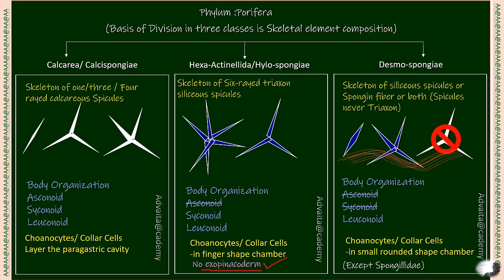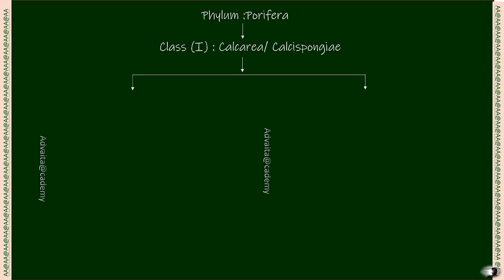Now, come to the further classification of classes. So now we have 3 classes, and we will see them one by one. Now we have a further systematic classification within the class, that is, the orders.